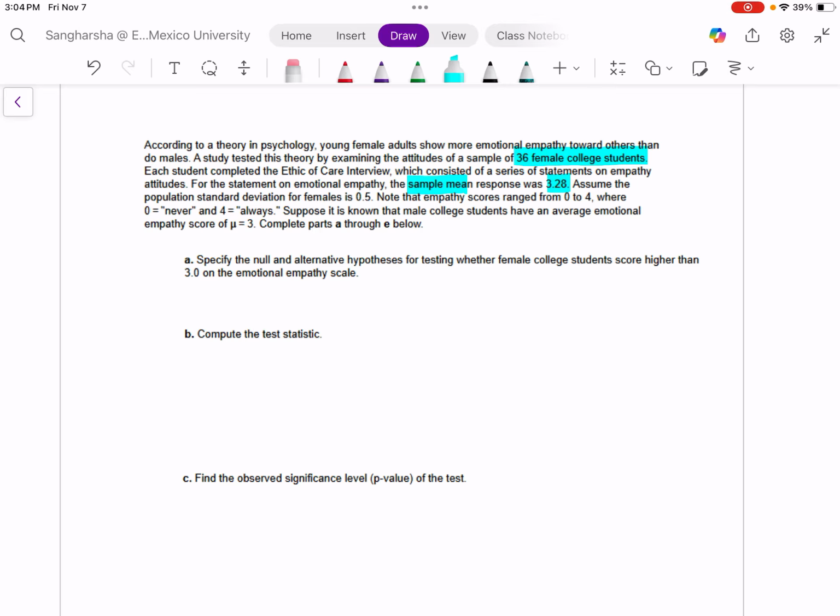Assume that the population standard deviation for the females is 0.5, so this is the population standard deviation. Note that empathy scores range from 0 to 4, where 0 is never and 4 is always. Suppose it is known that male college students have an average emotional empathy score of 3. So it is known that male college students have an average emotional empathy score of mu equals 3.